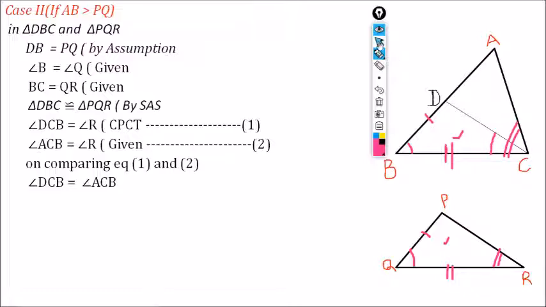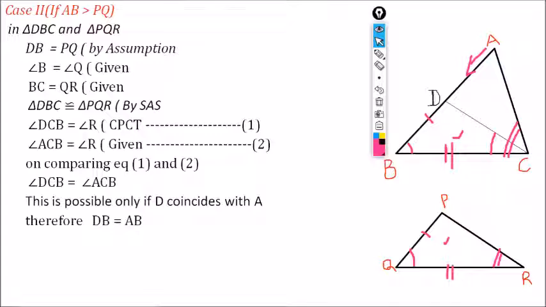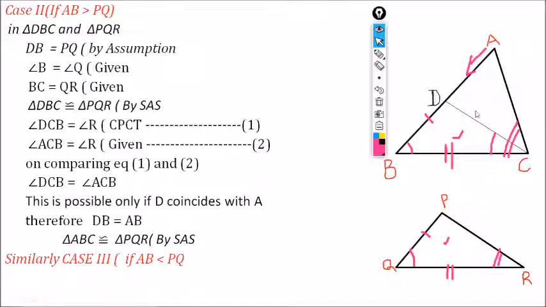Now this is only possible if A and D coincide. A has to move towards D. This is only possible if D and A coincide. It means the distances AB and DB are equal. And finally we say that the triangles are congruent by side angle side. Similarly, we can prove the third case, if the side AB is less than PQ.